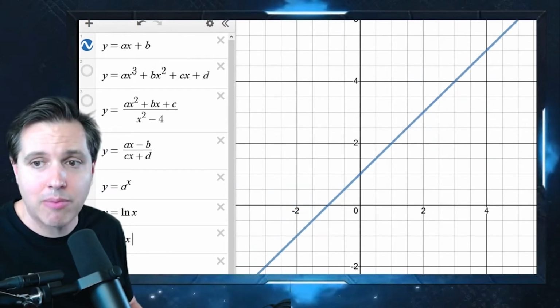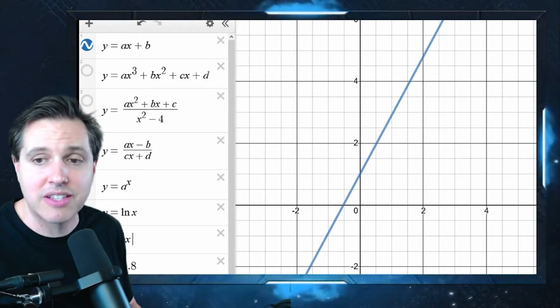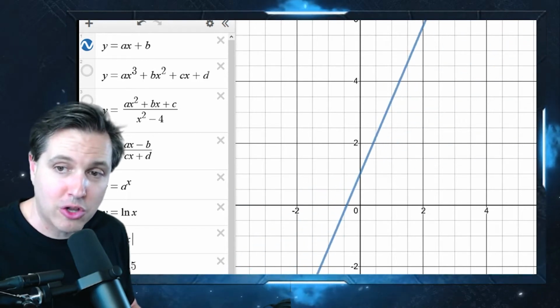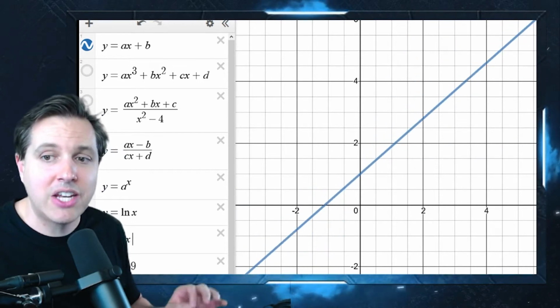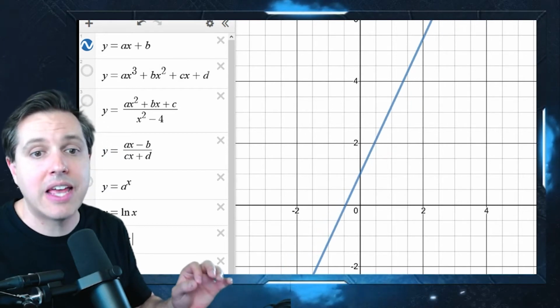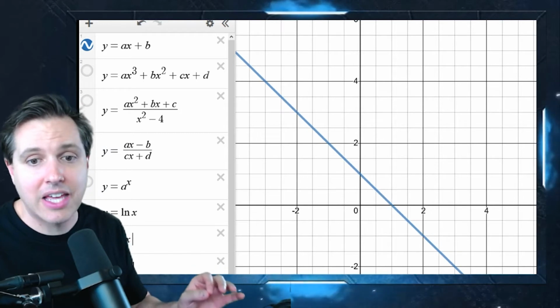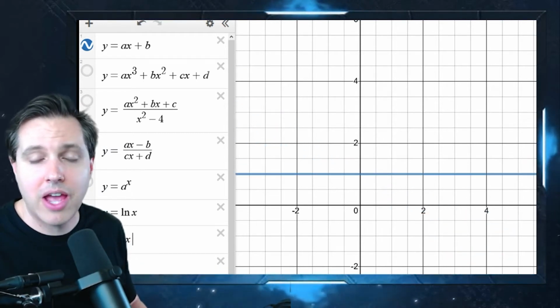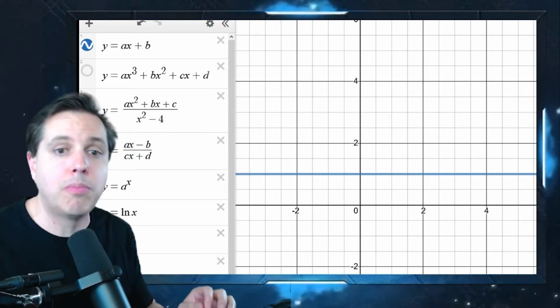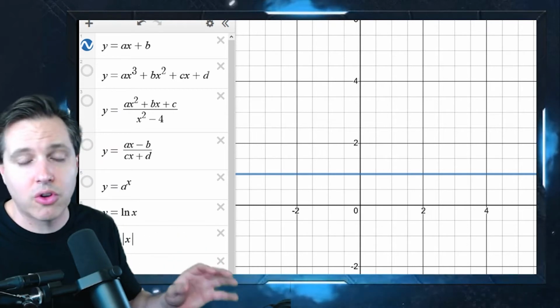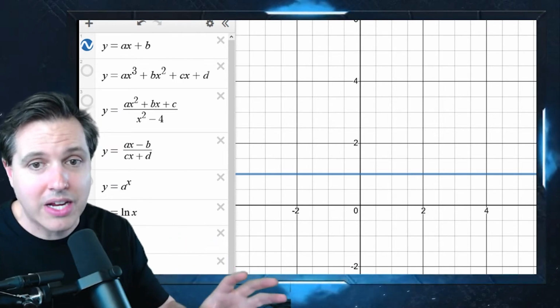So we can see how I'm changing the steepness of this line. I'm really changing the slope of the line. Right now, an increasing function has a positive slope. A decreasing function has a negative slope, and right here, a horizontal line has a slope of 0. Okay, so those are definitely things you want to be able to recognize right away.